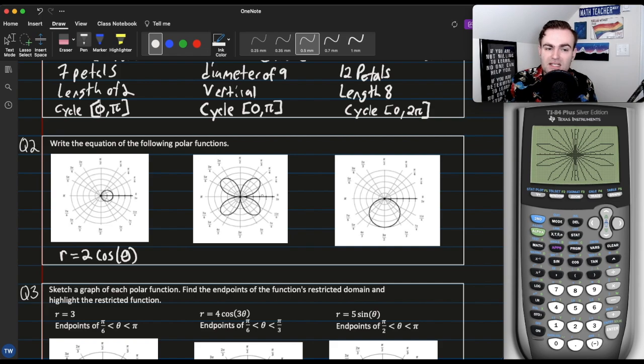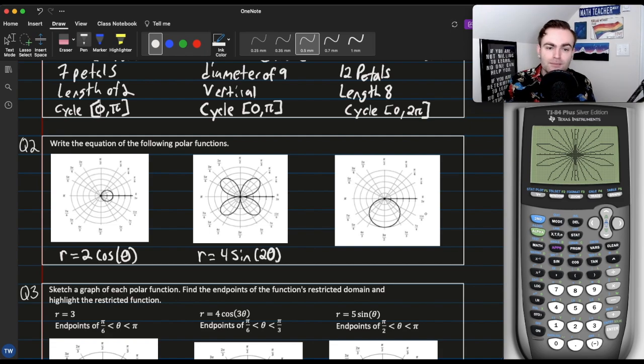We have a rose here, and it doesn't start on the polar axis, so it is sine. So we have r equals something sine. We have a length of 1, 2, 3, 4, so this is 4 sine, and it's got 4 petals, so you divide that by 2 theta.